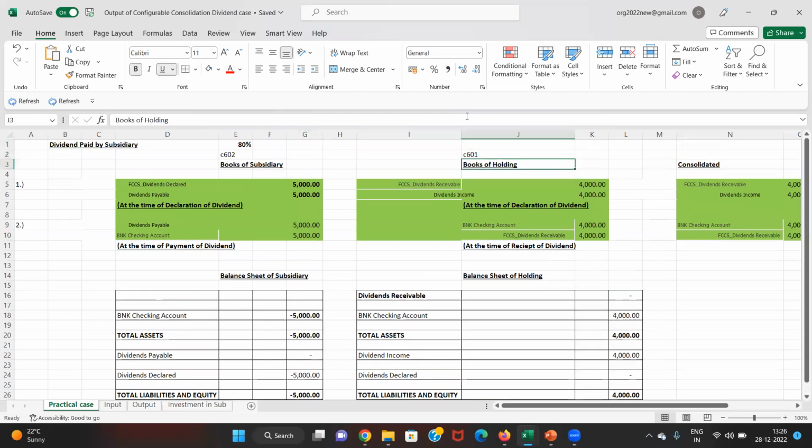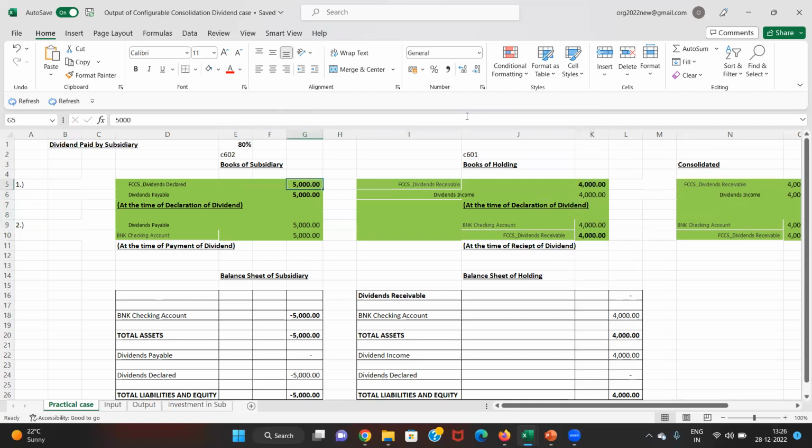Then in the books of holding, which will receive the amount of dividend as per the ratio of their ownership, because they have an ownership of 80% over the subsidiary. So the dividend that the holding will receive is 5,000 into 80%, which is 4,000. So the journals that will be passed in the books of holding would be an asset debited, that is the dividends receivable, to dividends income, and when the same amount is received, they will debit the bank account and credit the dividend receivable account. So this account of dividend receivable also gets nullified here.